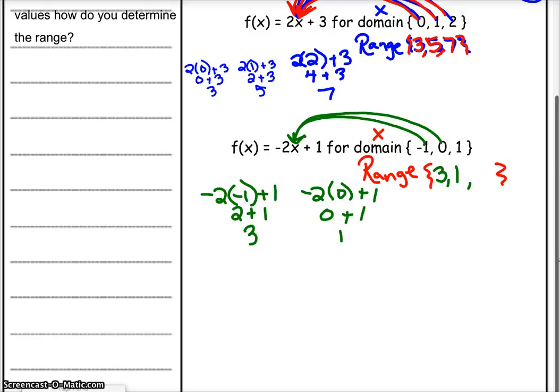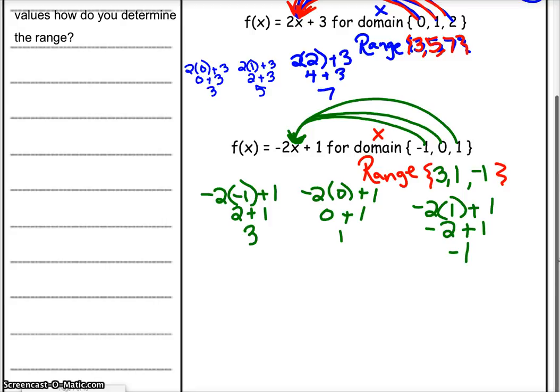And the last one, given my domain of 1, what is my range or y? So given my x as 1, what is my y going to be? Plug it in. Negative 2 times 1 is negative 2, plus 1 is negative 1. So again, this is how I get my math. Wait, oopsies, that should be positive. Negative 2 times 1 plus 1, negative 2 plus 1, it's negative 1.